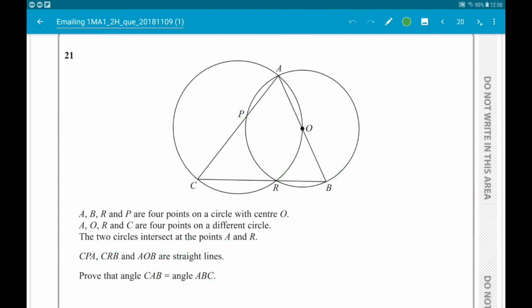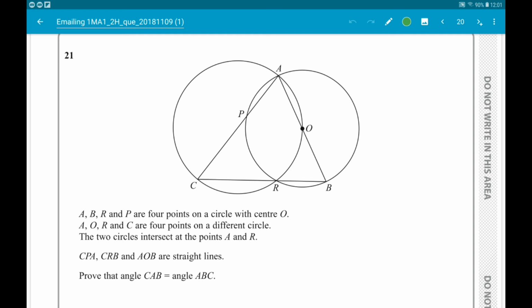Okay, number 21, the final question. So a pretty horrible circle theorems question. My playlist is down below. So, A, B, R and P are 4 points on a circle with centre O. A, O, R and C are 4 points on a different circle. The two circles intersect at the points A and R.